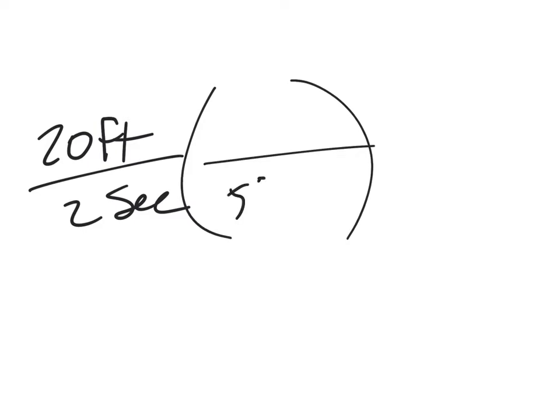5,280 feet over 1 mile. Actually, miles on the top and feet on the bottom. How do I know that it goes that way? Because the feet will cancel this way.